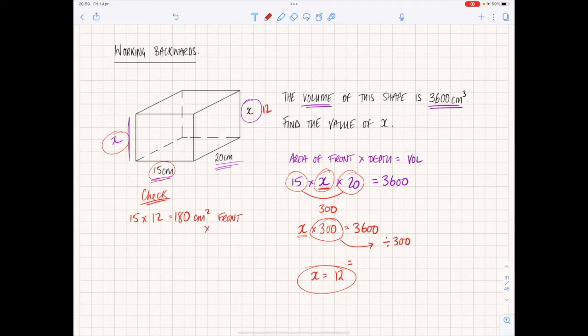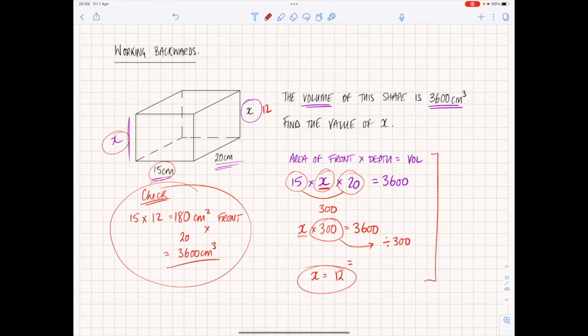And then you times that by the depth, which is 20, and 180 times by 20 does indeed give you 3,600. So I know that my answer is correct. So that was me just checking my answer. This is your process of working backwards.